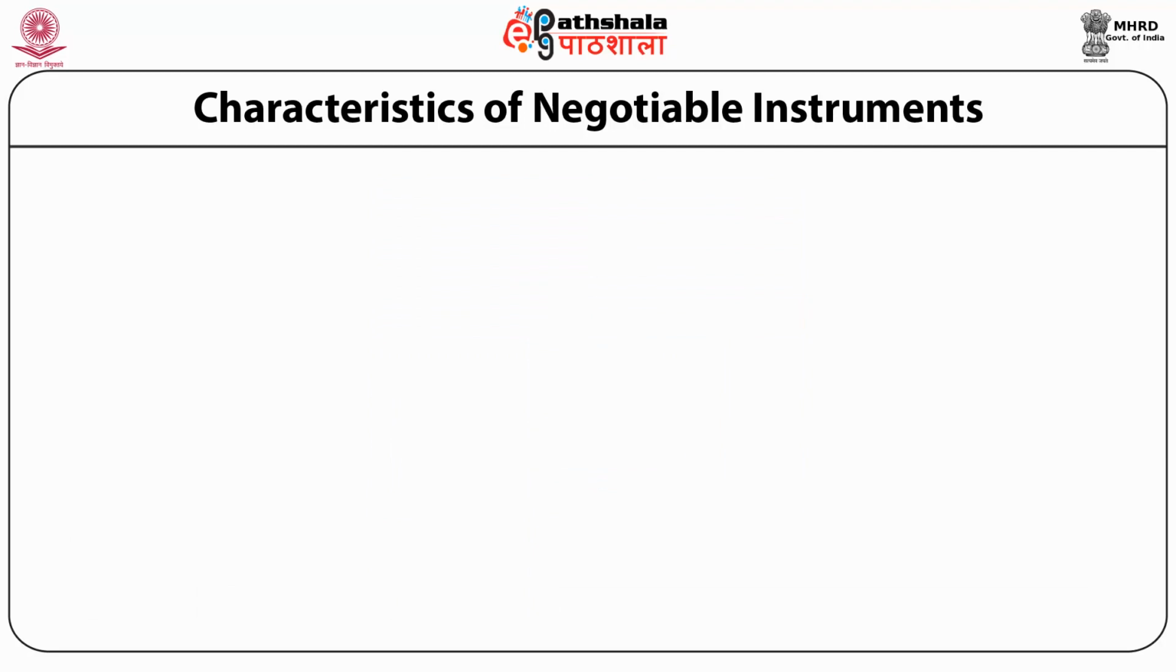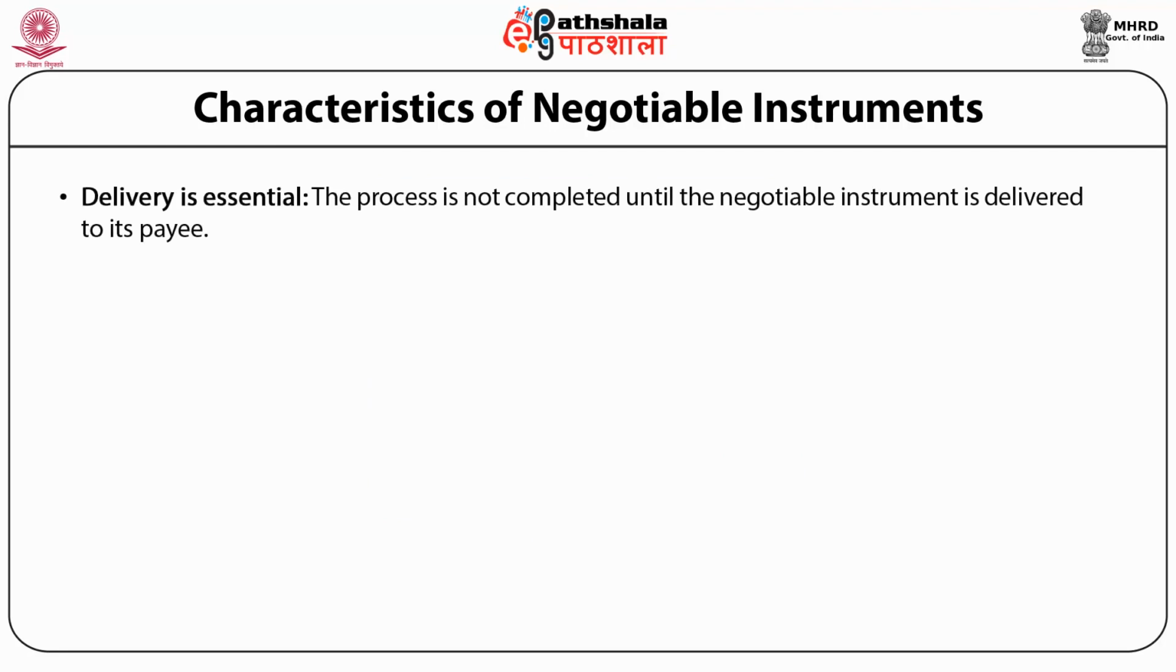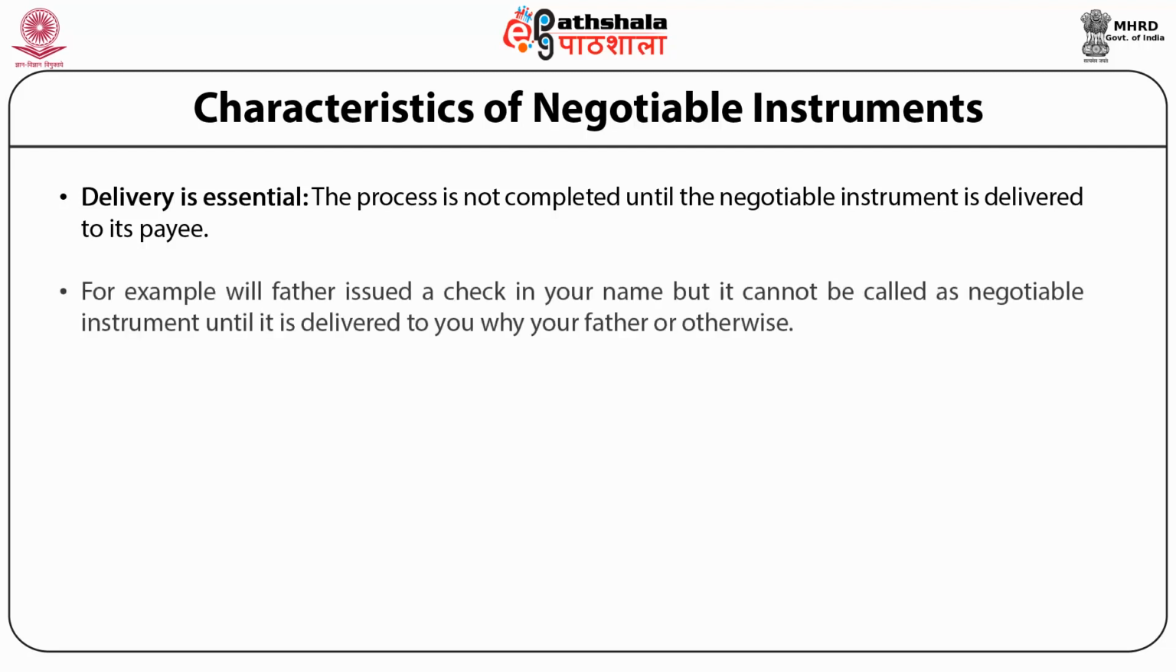The other characteristic of a negotiable instrument which is important is that delivery is essential. The process is not completed until the negotiable instrument is delivered to its payee. For example, if a father issues a check in your name, it cannot be called a negotiable instrument until it is delivered to you by your father or otherwise.